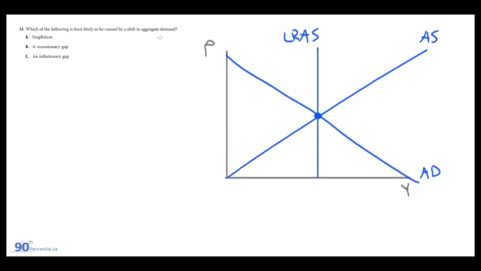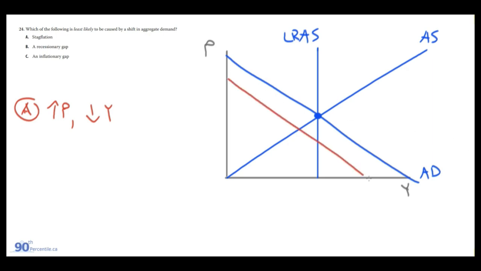Which of the following is least likely to be caused by a shift in aggregate demand? Stagflation, a recessionary gap, or an inflationary gap? Well, we can go one by one here. And we have to know what each of these are, right? So stagflation for A is higher prices at lower output or lower unemployment. So if I was to shift aggregate demand, we can do it on the graph here. Once again, whenever I get these questions, I either visualize or just draw out the shifts in these curves. And the key thing to remember is that output's on the x-axis and price on the y.